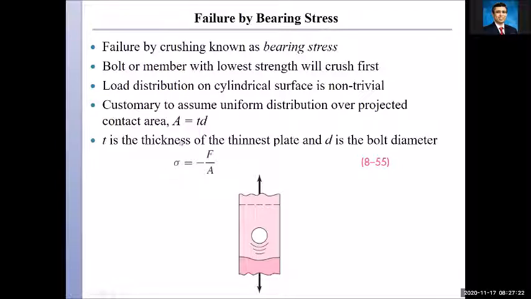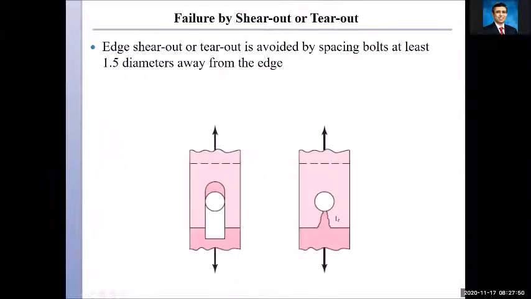Now this bearing stress, and we like to keep it as the bearing stress, even though it has the same symbol sigma, is of course always compression and would be equal to the force divided by this projected area A, which is equal to T times D. So this is bearing stress. And this is the fourth type of failure.